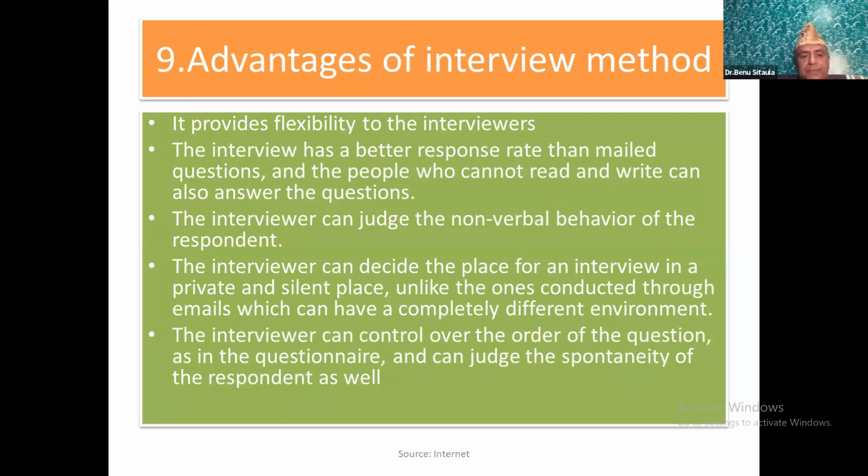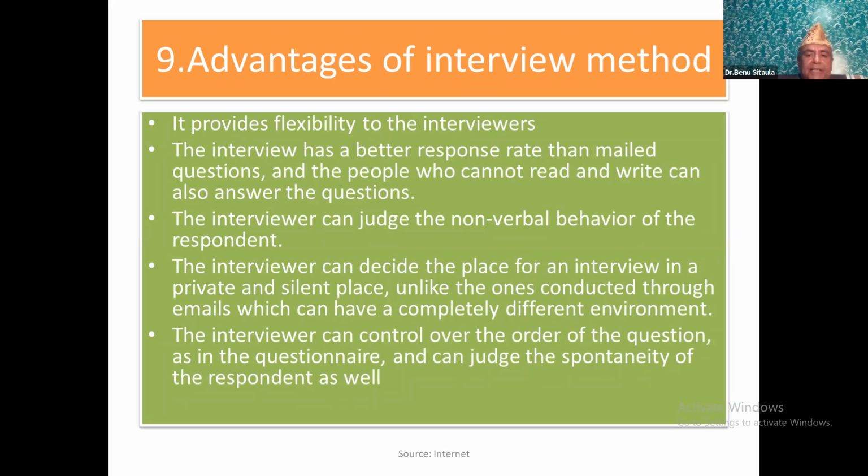There is flexibility. The interview has a better response rate than mailed questionnaires, and people who cannot read and write can also answer the questions, because many respondents are illiterate. If a questionnaire is provided to an illiterate respondent, they cannot read the questions and cannot write the answers. But interview is the process of taking answers orally, verbally. So the illiterate respondent also answers very easily.